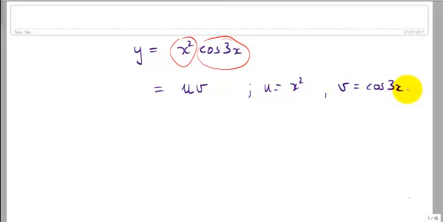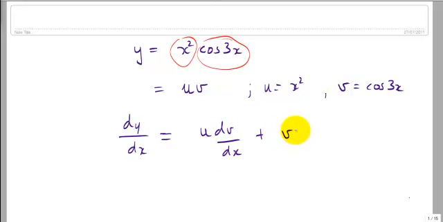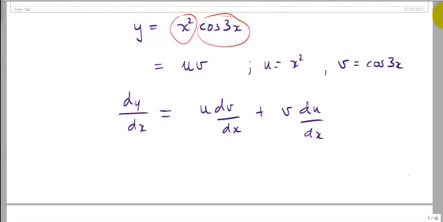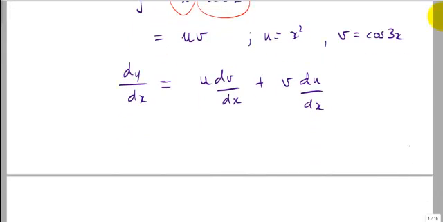Now this is a product, and what you need to know is that there is a formula or a rule for differentiation of a product. So what you want is dy by dx, and what the product rule says is that dy by dx is equal to u dv by dx plus v du by dx. So you should try to remember that. And what we're going to do now is give specific examples of its use.